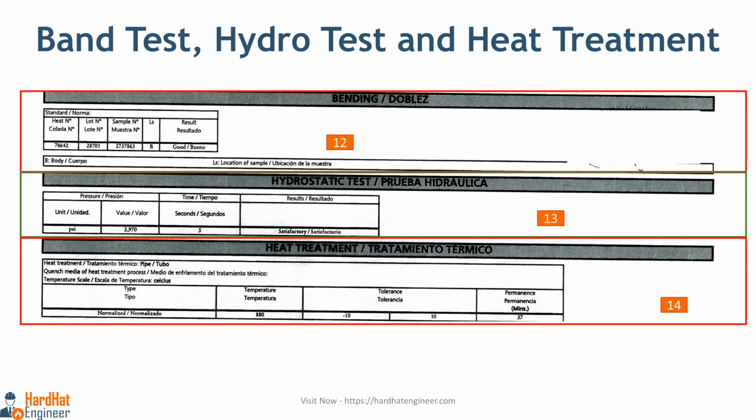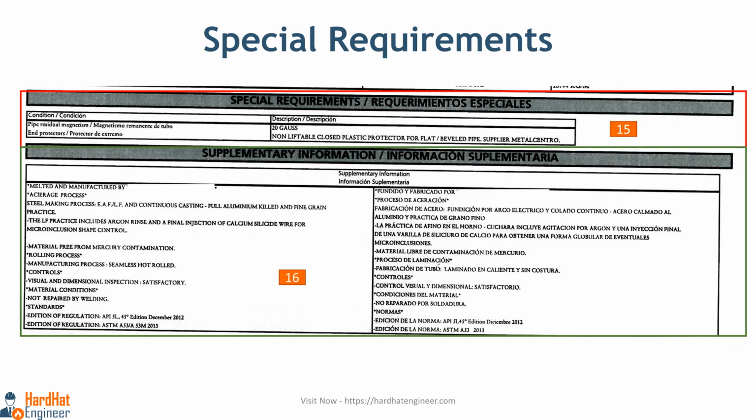Here, the pipes are normalized at 880 degrees Celsius for a holding time of 37 minutes. The heat treatment requirements depend on the material standards, pipe thickness, and manufacturing methods. If any special requirements are specified in the purchase order, as in this case, they are checked in step 15. Here, two special requirements are mentioned, one related to residual magnetism and the other related to end protection using a plastic cap. Next, certain supplementary requirements need to be checked according to the standard and good practice.